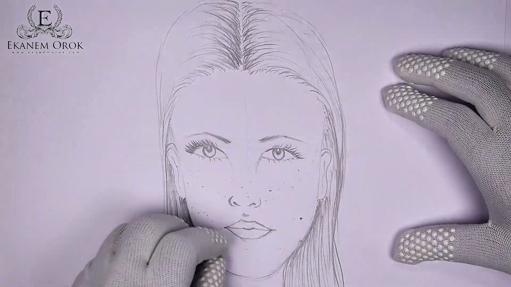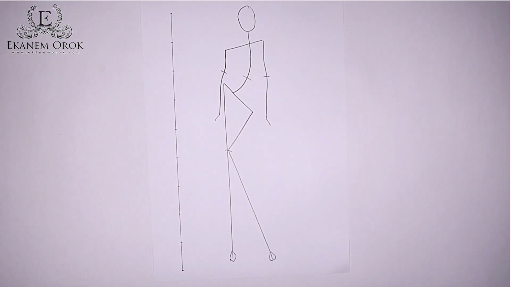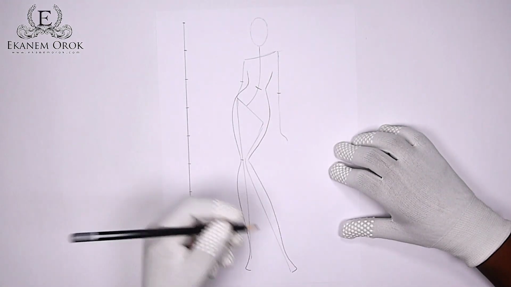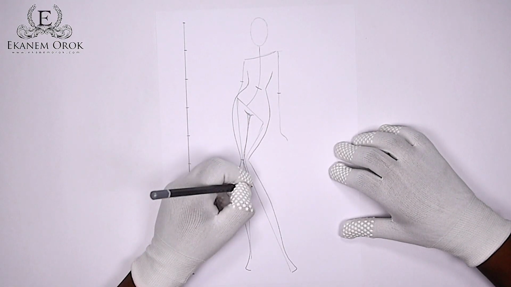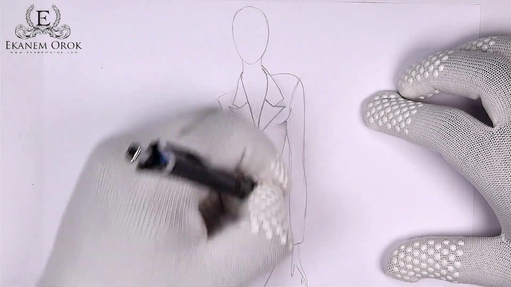In section 9, you'll learn how to draw the face. In section 10, you'll learn how to draw simple hands. In section 11, you'll learn how to draw body proportions. In section 12, you'll learn how to draw fashion poses with and without a guideline. In section 13, you'll learn how to draw fashion details.